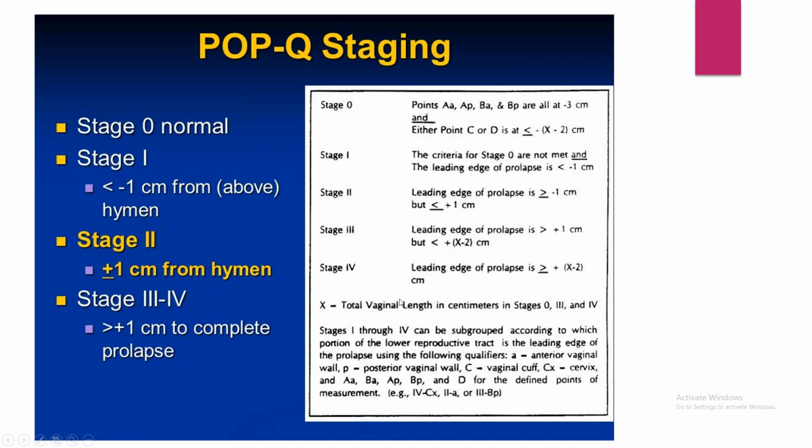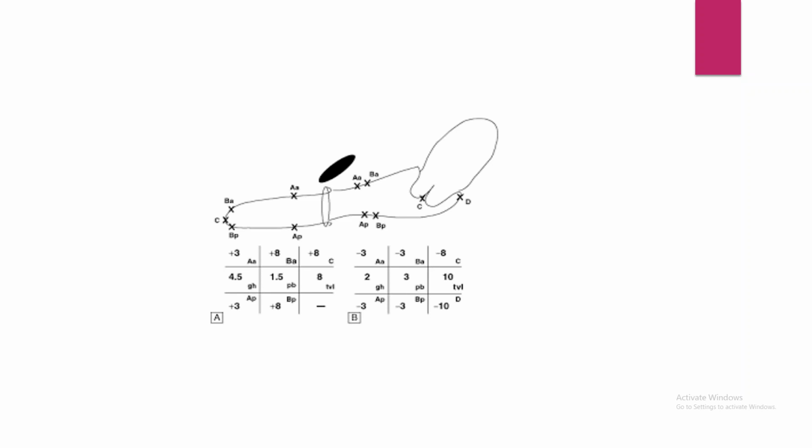We will do it with examples so that you will come to know it better. I will tell you exactly with the examples. Now can you see this? So here, C point is cervix, D point is posterior fornix, then AA, BA, AP, BP. So this is the normal position of the uterus.